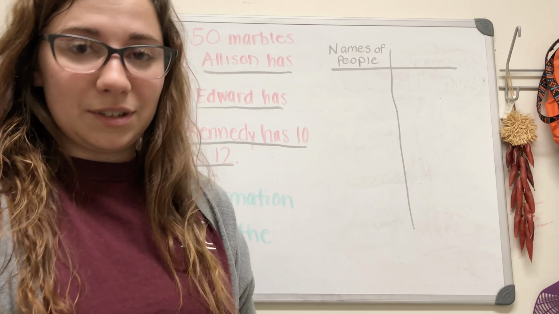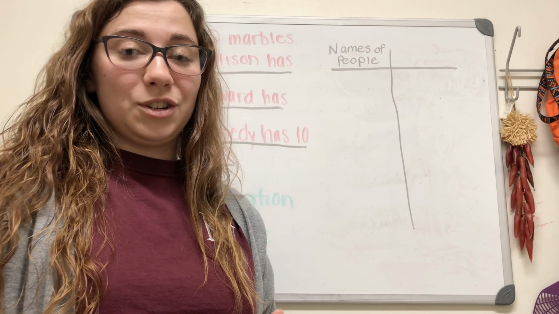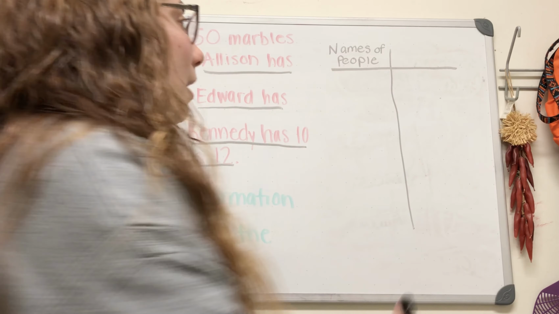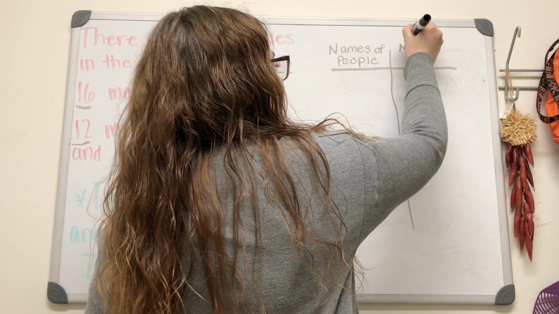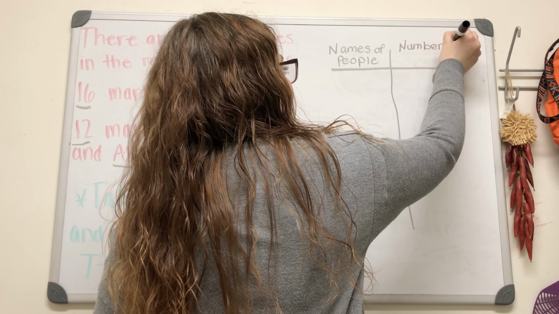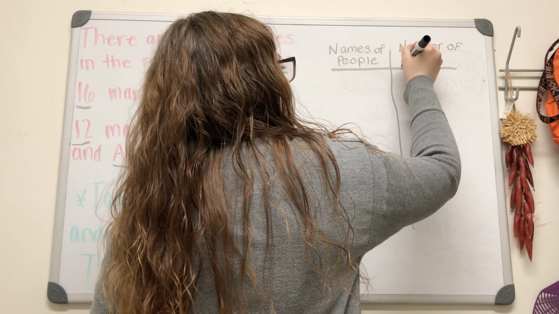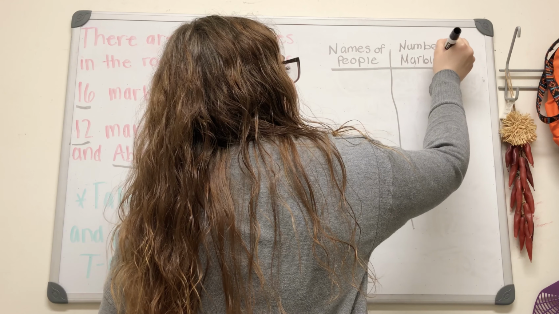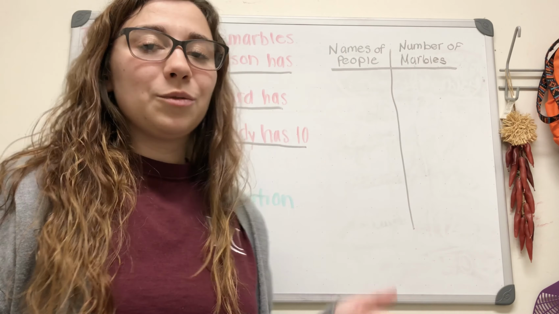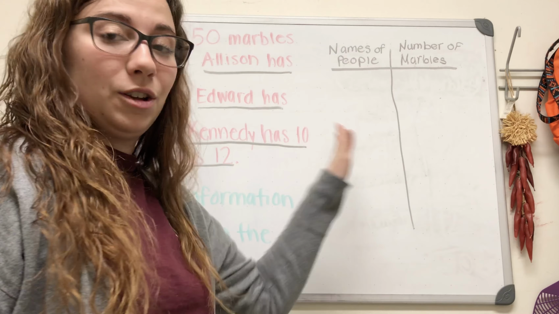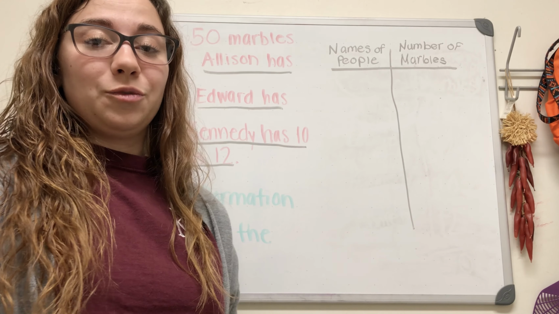And on the other side, the last bit of information that I need is how many marbles they have. So I will write number of marbles. So now when I read the information again, I know exactly where to put each of my data points.